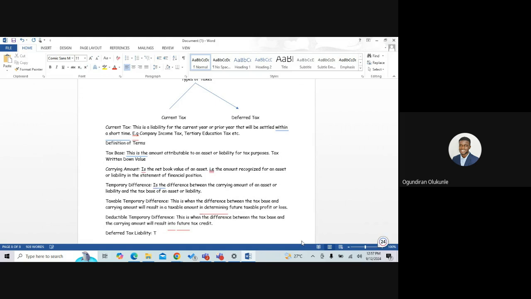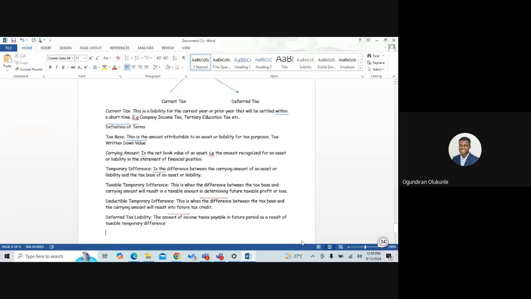So deferred tax liability is the amount of income taxes payable, are we together? Yes, sir. In future period as a result of taxable, I mean to say taxable temporary difference.